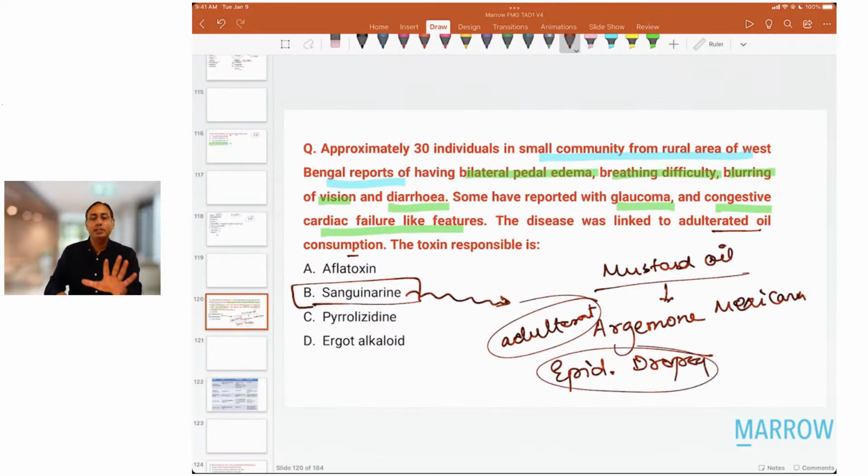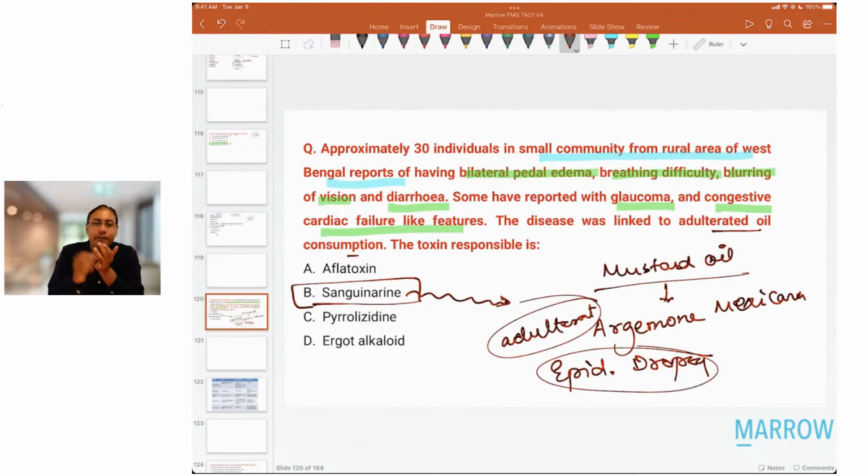So say 5 points with me for epidemic dropsy. The disease name is dropsy. Drop is liquid. The disease is liquid. The food product is liquid, that is mustard oil. It is adulterated with Argemone mexicana. What is the toxin in Argemone mexicana? That is sanguinarin. The disease is watery. The food product is watery. The toxin is also watery. Sanguinarin, neer, sanguinarin. Remember it somehow.